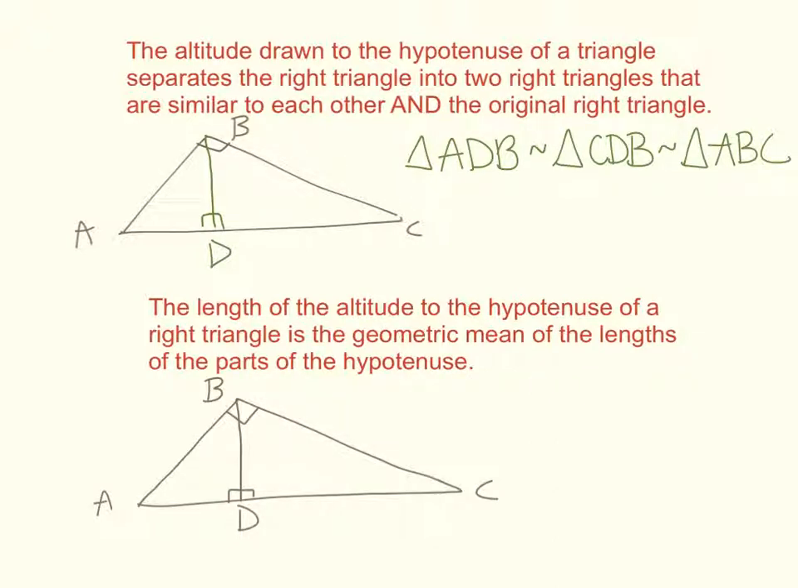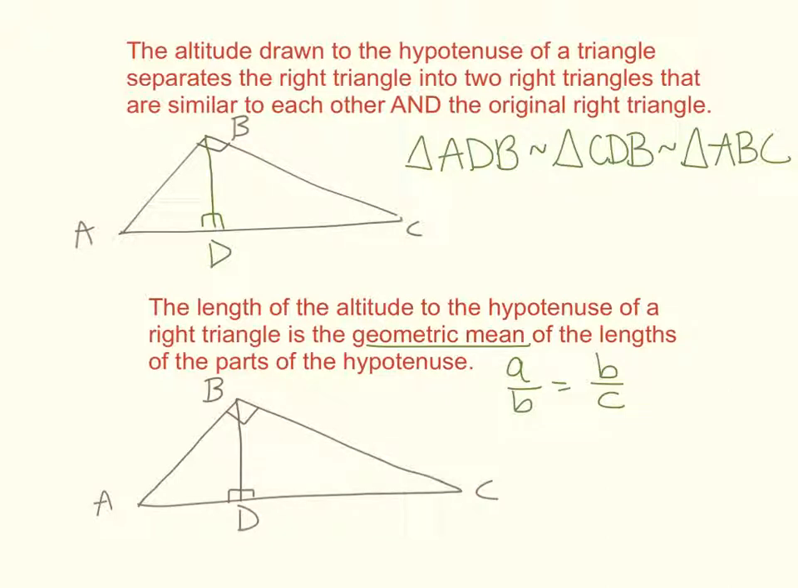Okay, the length of the altitude to the hypotenuse of a right triangle is the geometric mean of the lengths of the parts of the hypotenuse. So this tells me, think about geometric mean. That tells me A over B is equal to B over C.